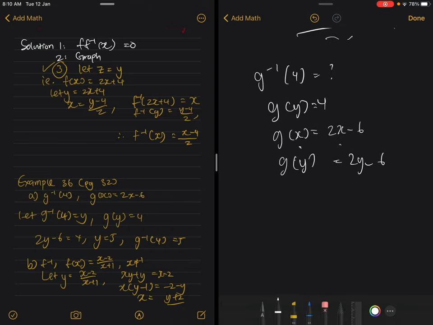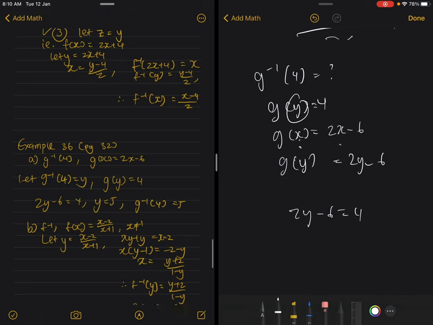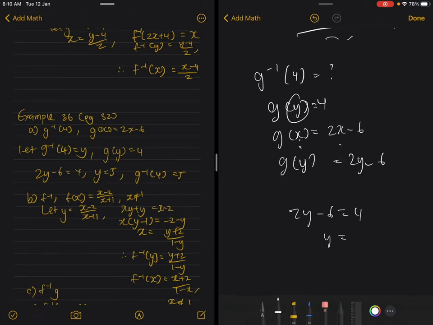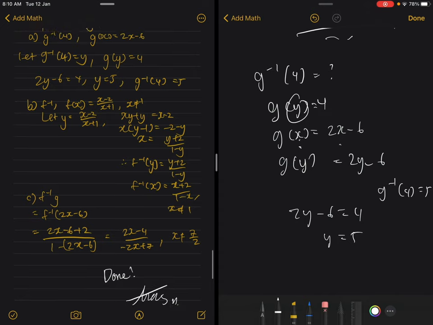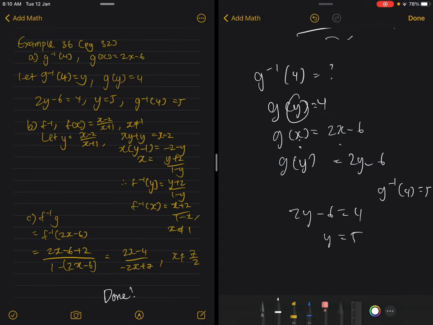Since I know the concept well enough, I don't even look at the answer and I know I have to change it into y. Since we know g(y) equals 4 and g(y) equals 2y minus 6, then 2y minus 6 equals 4. Then after that, we just find y, so y equals 5. So g minus 1 of 4 equals y, remember, so it is equal to 5. So the answer that you will get in the end is 5.